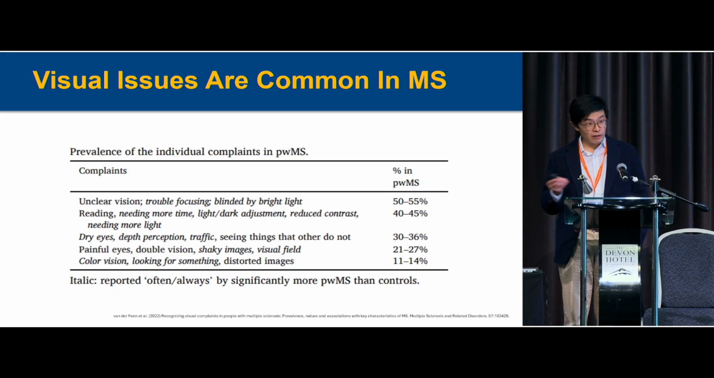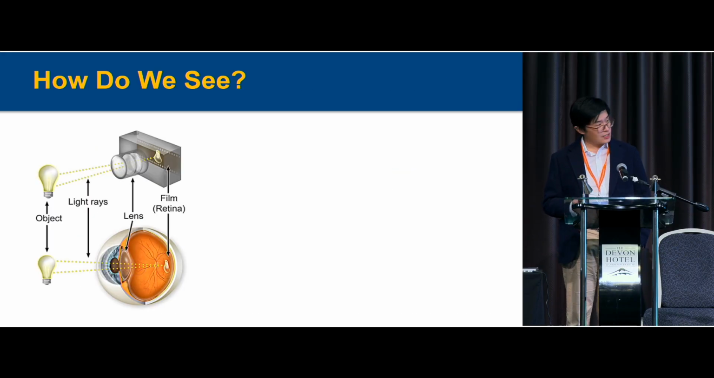So what are the sorts of visual complaints that people can experience? The common things are trouble focusing, trouble with being affected by glare or light sensitivity, issues with light and dark adaptation, needing more time to focus their vision. Depth perception is a really common one. But what was really interesting about this particular study was that of the 496 people involved, only 103 actually had optic neuritis. So that comes to the next question: why do we get visual symptoms in MS?